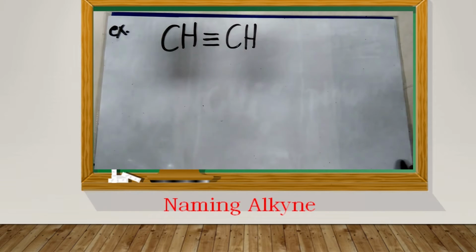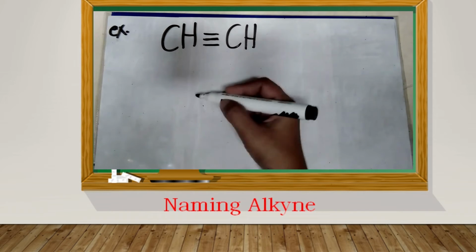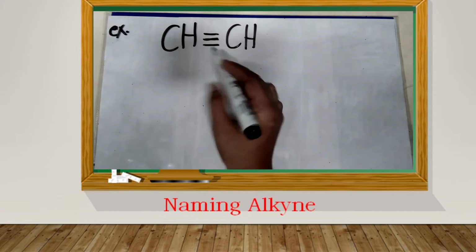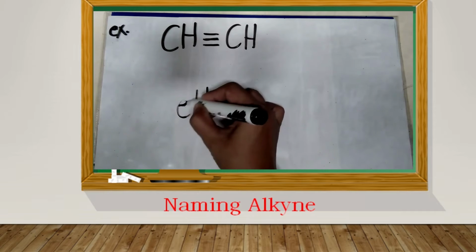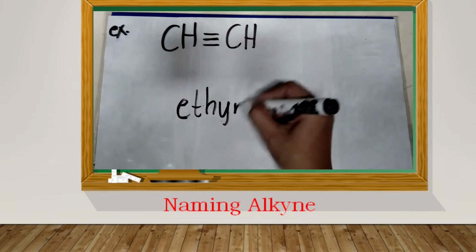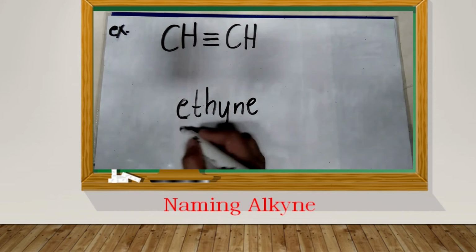Okay, given here is the condensed structural formula of an alkyne. So what is the name of this alkyne? How are we going to name this one? Just count the number of carbon atoms. So we have 2, therefore the stem is eth. Again, just add -yne to the stem. So the name of this structure is ethyne.